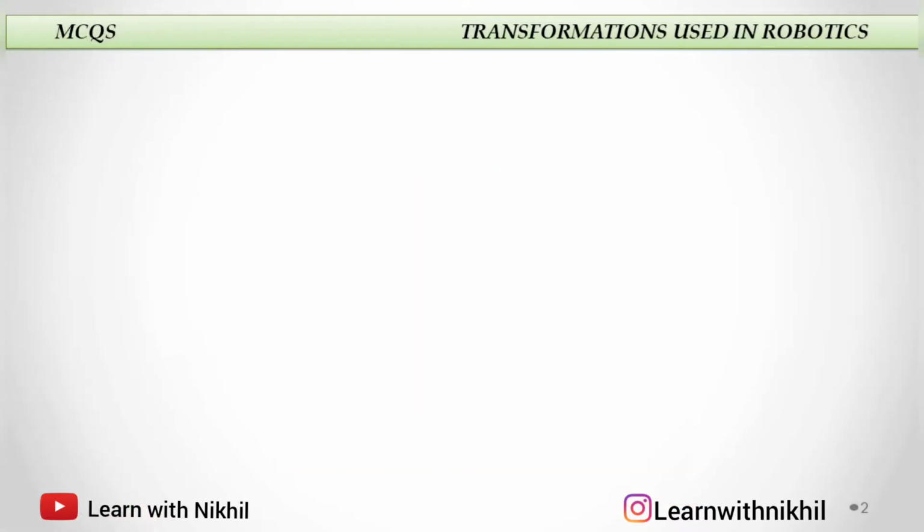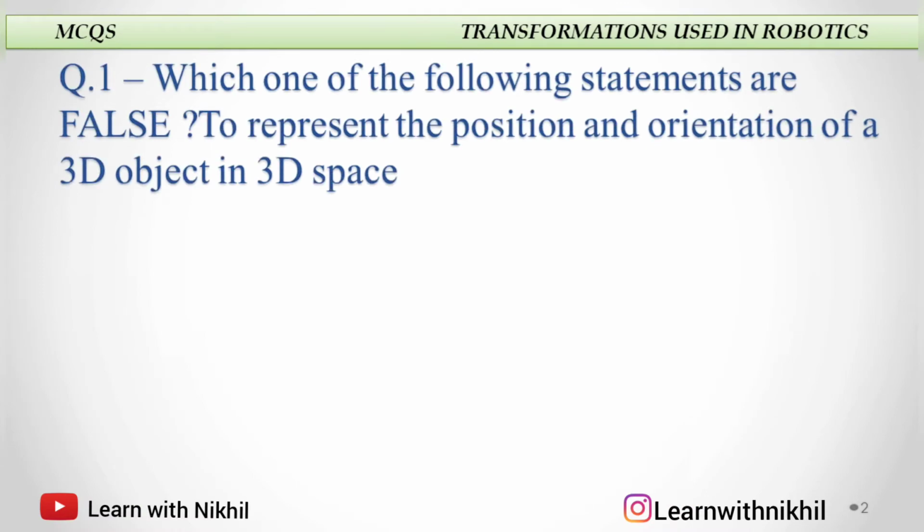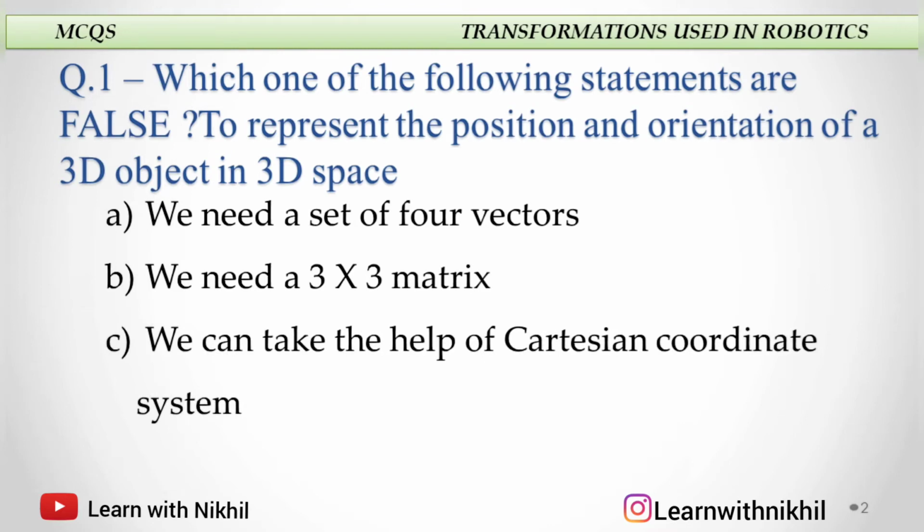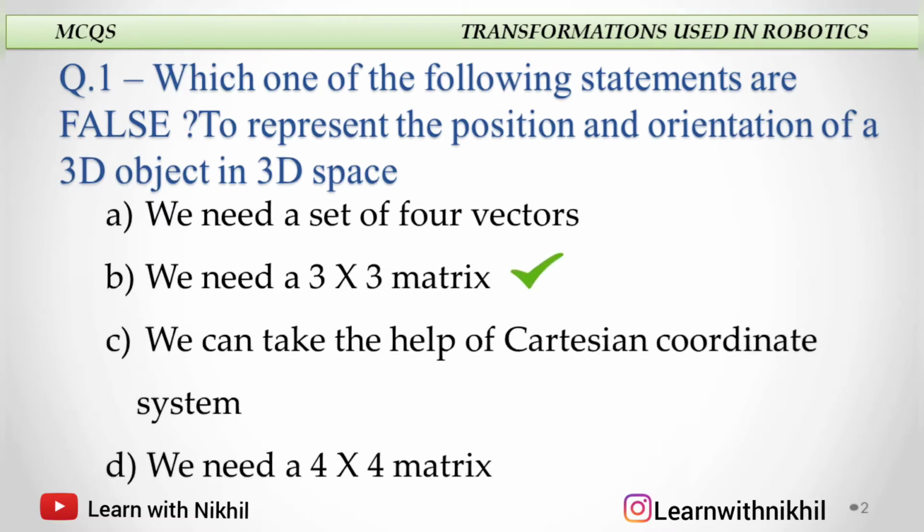So let's begin. First, which one of the following statements are false? To represent the position and orientation of a 3D object in 3D space, A. We need a set of 4 vectors. B. We need a 3 by 3 matrix. C. We can take the help of Cartesian coordinate system. Or D. We need a 4 by 4 matrix. And the answer is we need a 3 by 3 matrix.